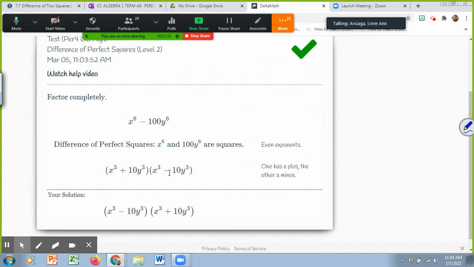Okay, see how Delta Math accepts whether the plus comes first or the minus comes first? Yeah, it's only Schoology that has its very specific way of grading the correct answer.